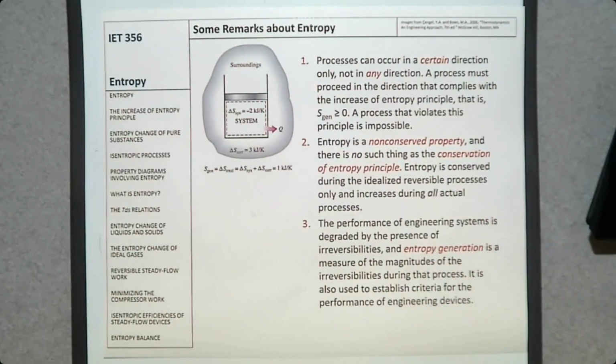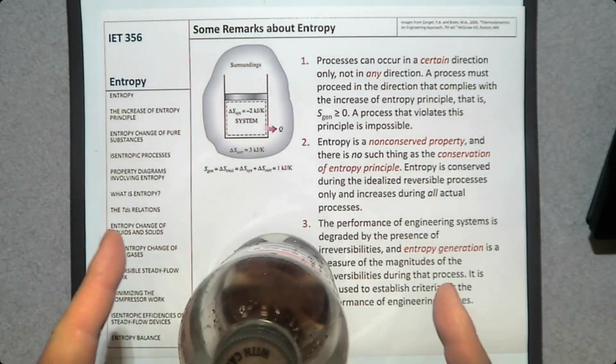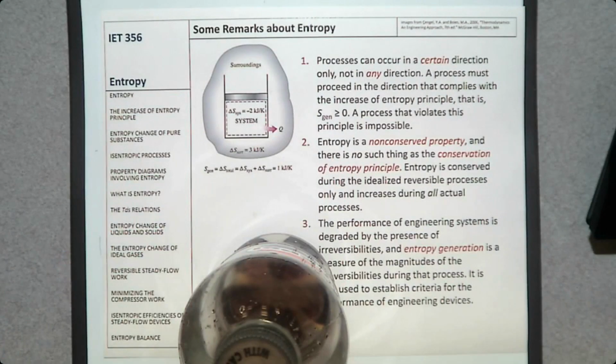Then let's talk about some characteristics of entropy. Processes can occur in a certain direction only, not in any direction. So that direction should be the direction of increasing entropy. If I have a hot coffee here and place it on this desk, we know there's a heat transfer from this coffee to the surroundings. It's just too easy because we learned that from our experience.